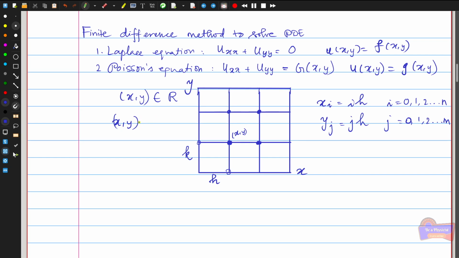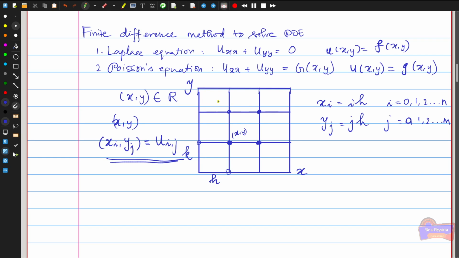And if you are discretizing this equation for the numerical integration, the corresponding numerical solution at xi comma yj can be written as u of i comma j. So this solution of x and y is discretized with i running from 1 to I and j, and u of ij is the numerical solution which we have obtained from this method.